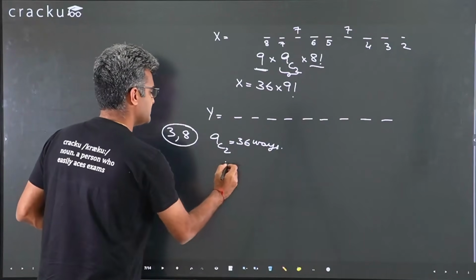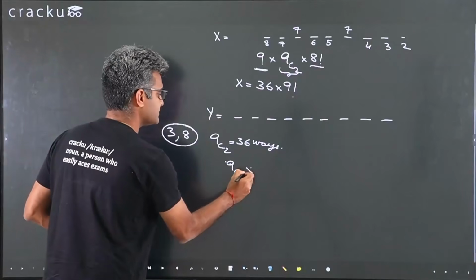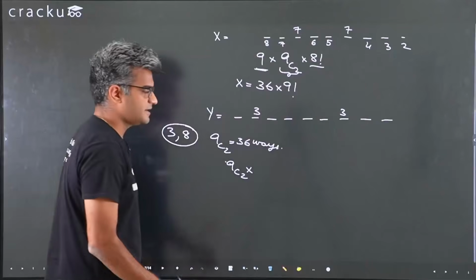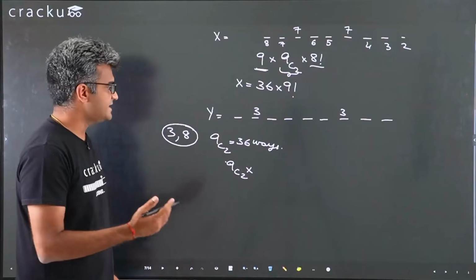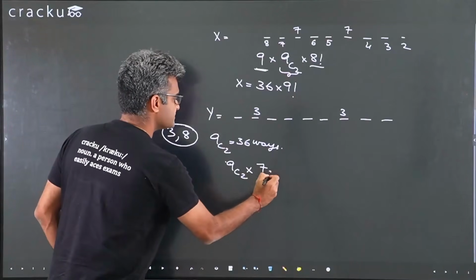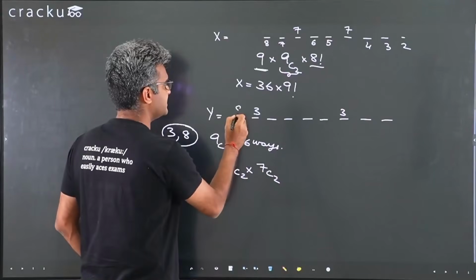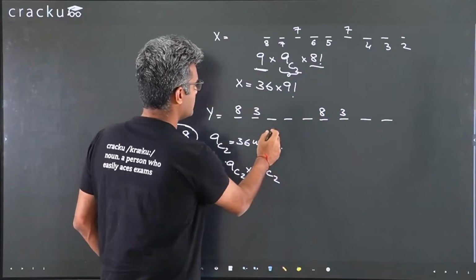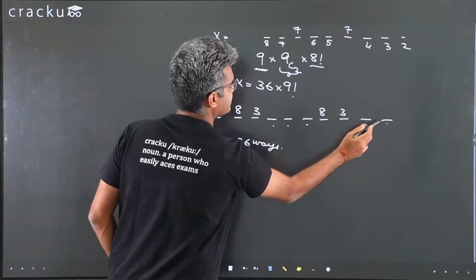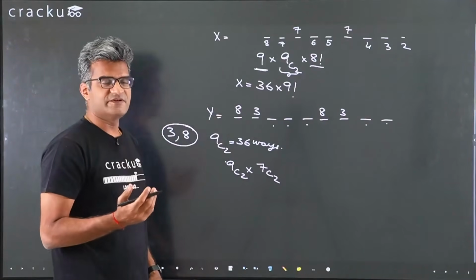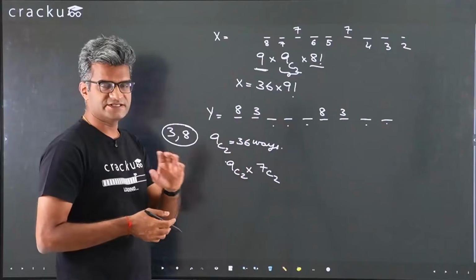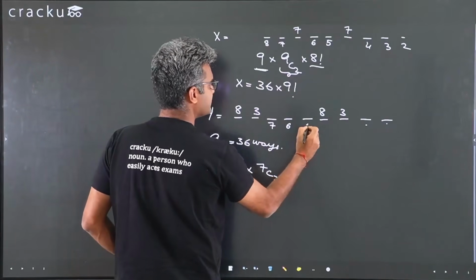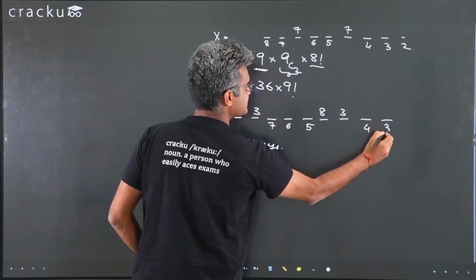That can be done in 9C2 ways. Let us assume that this is one place for 3 and say this is another place for 3. The 2 places for 8 can be now selected in 7C2 ways. So let us assume say this is 8 and this is 8. Now we have how many blanks remaining? 1, 2, 3, 4 and 5. And we have 7 numbers. Other than 3 and 8, there are 7 numbers remaining. So this blank can be filled in 7 ways, this in 6 ways, this in 5 ways, this in 4 and this in 3 ways.